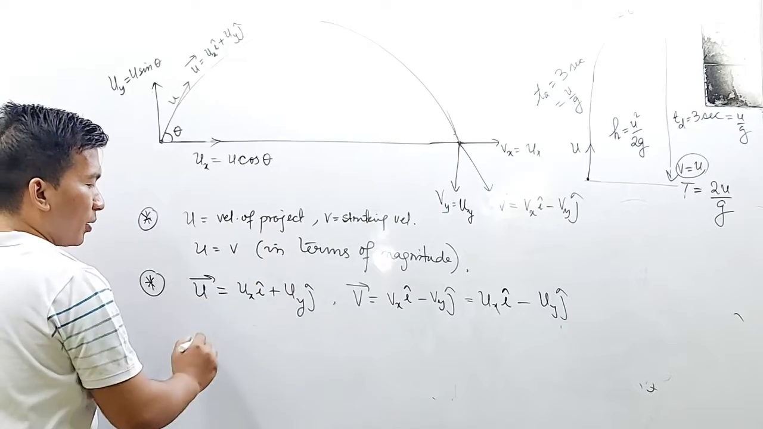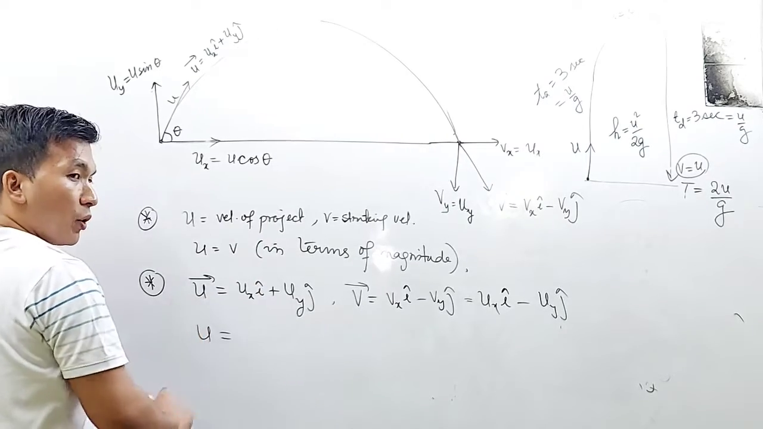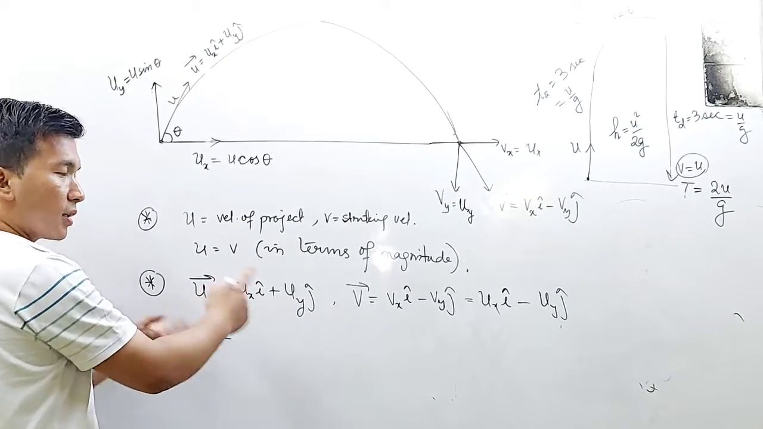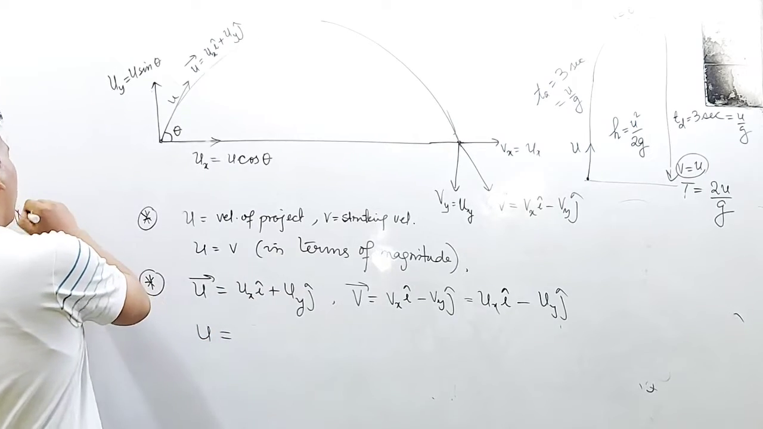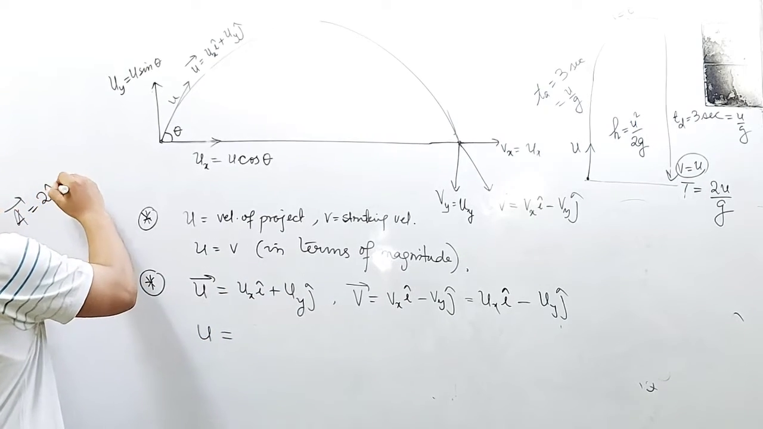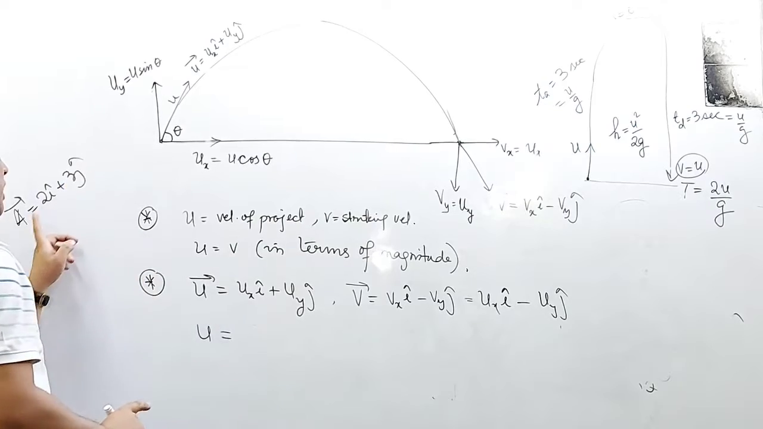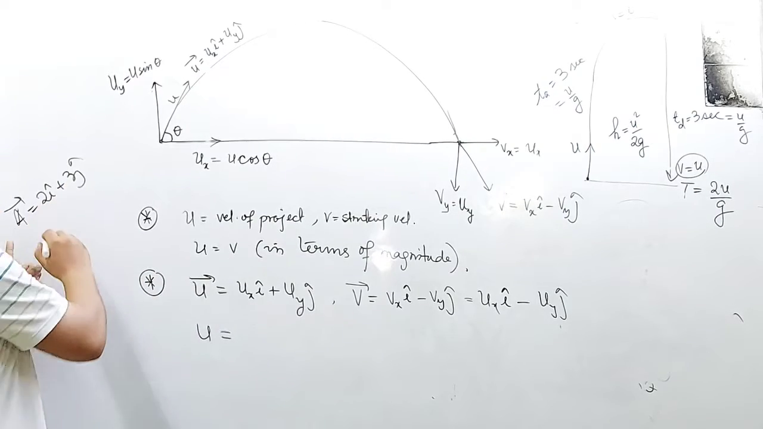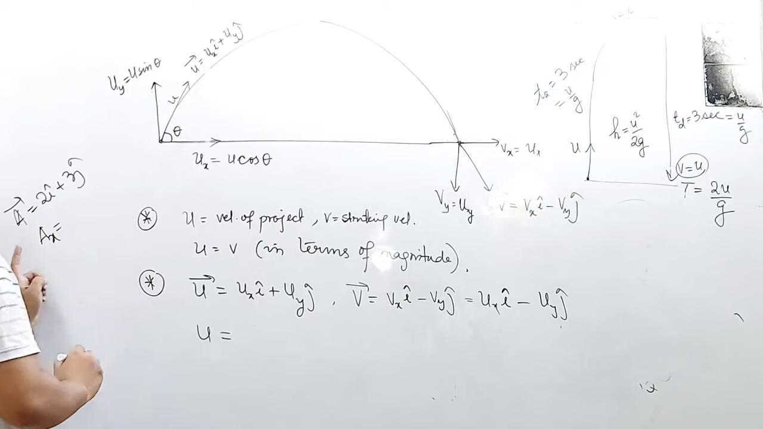Here, in a simple way, if we consider the magnitude, how will you calculate the magnitude? A vector is equal to 2 i cap plus 3 j cap. What will be the x component? ax will be what?